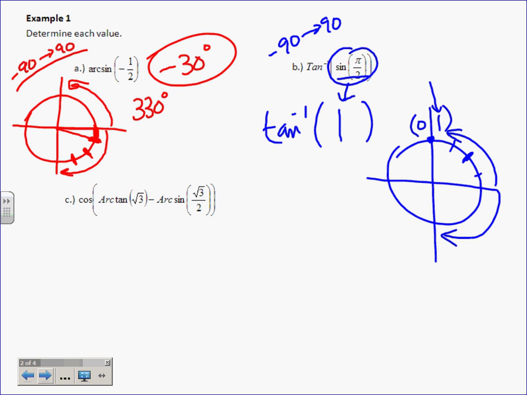45 degrees. Does 45 degrees fit into our range? Yes, it does. Because it's square root of 2 over 2 over square root of 2 over 2, right? It fits into our range. Okay.